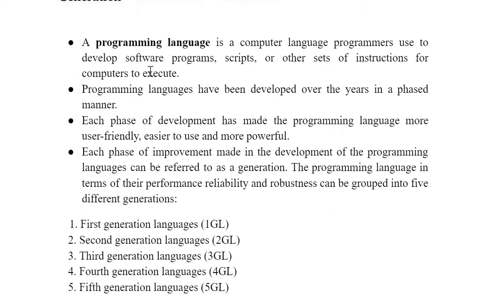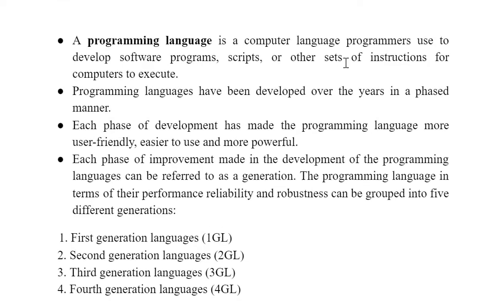Coming to the definition of programming language, what is a programming language? It is any computer language that is used to develop software. These are the computer languages used by programmers in order to develop software. For example, C programming is also a programming language, and so are Java and C#. The main aim of every programming language is to develop a software program. So the definition: a programming language is a computer language programmers use to develop software programs.